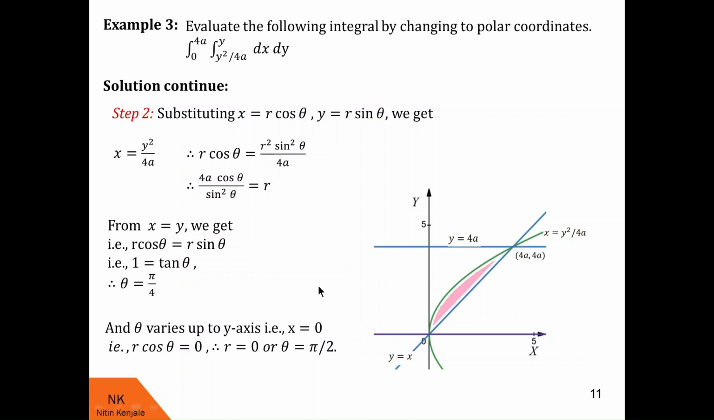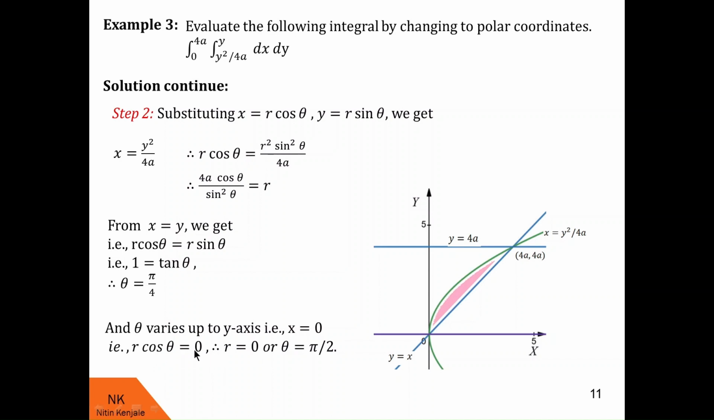Note that here theta varies from this x is equal to y line to the positive y axis, because this parabola touches the positive y axis. So theta varies from the line x is equal to y to the line y axis. The y axis is nothing but x is equal to 0. Therefore, we get r cos theta is equal to 0, that is either r is equal to 0 or cos theta is equal to 0.